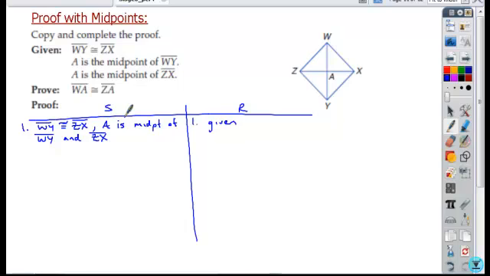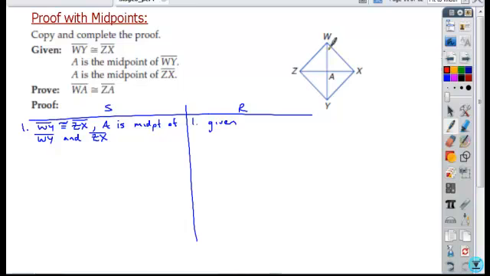So notice I combined these last two statements. A is the midpoint of both WY and ZX. So I did make that statement all in one. But I simply copied down my information. I didn't interpret it in any way. Okay, I simply copied it down.